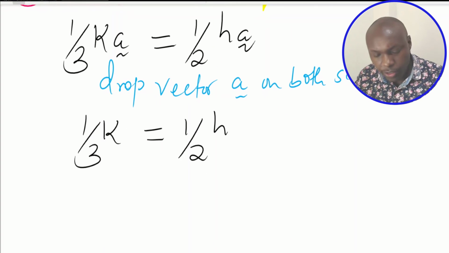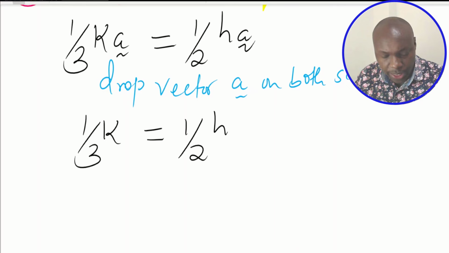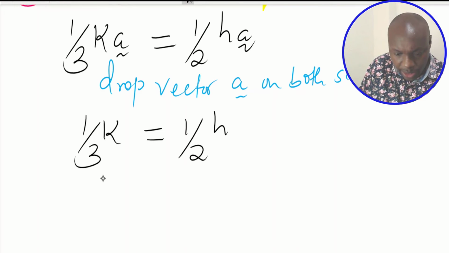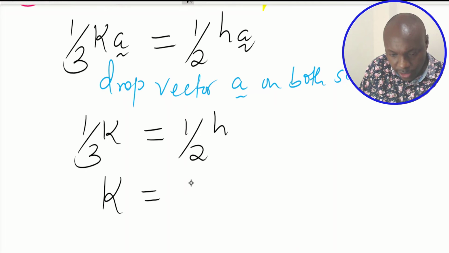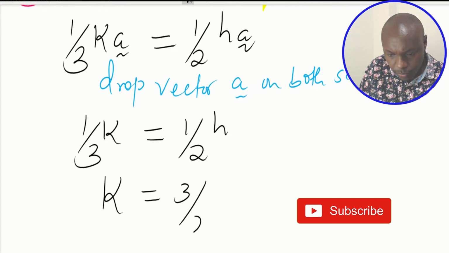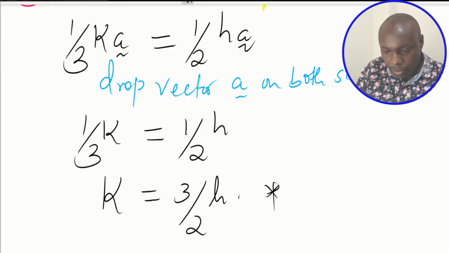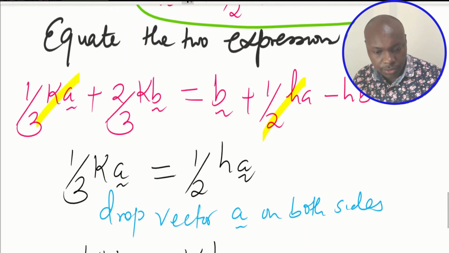Having these, you can modify this and express K as the subject of this equation. Making K the subject, you just multiply both sides of this equation by 3, and this is what you get. K is equal to 3/2 H. That is very important. We are going to hold that because it is going to help us to get the solution.